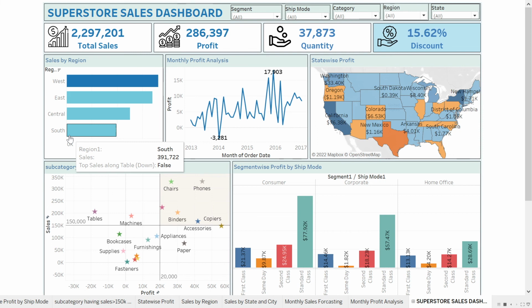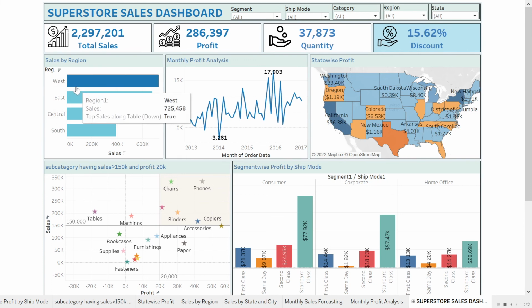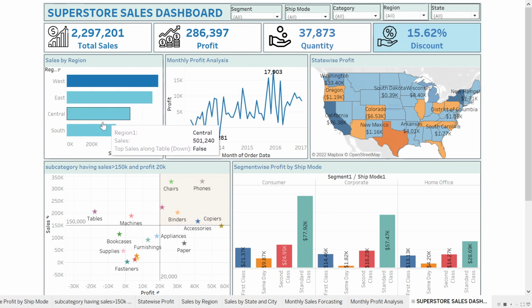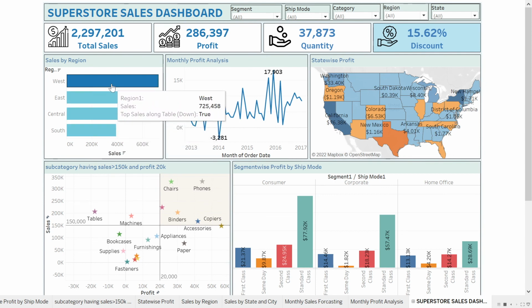I will go through each and every graph. The very first chart is the sales by region chart, and it's a very straightforward chart, with region on the y-axis and sales on the x-axis. Here we can see that the west region has the highest sales, and it is represented in dark blue, and the other regions are in sky blue. Or we can simply look at the top two sales by region, like west and east. They have almost similar sales. We can do this using a rank calculated field.